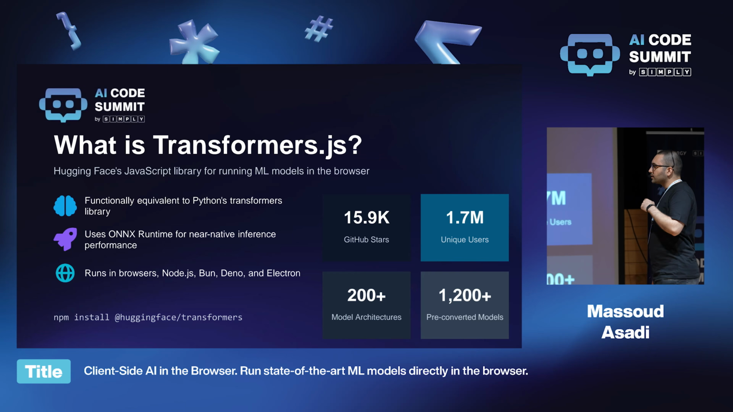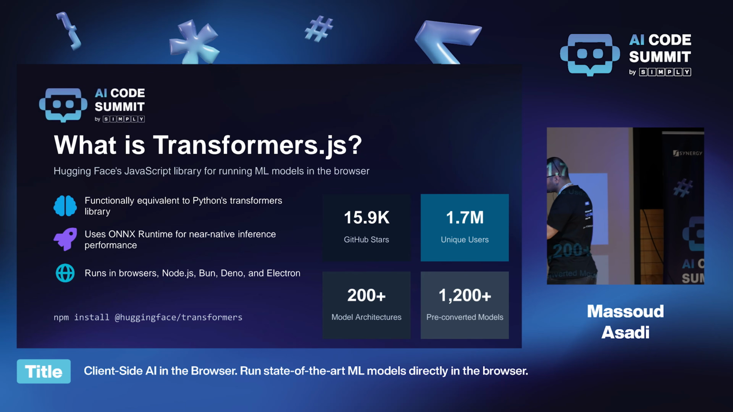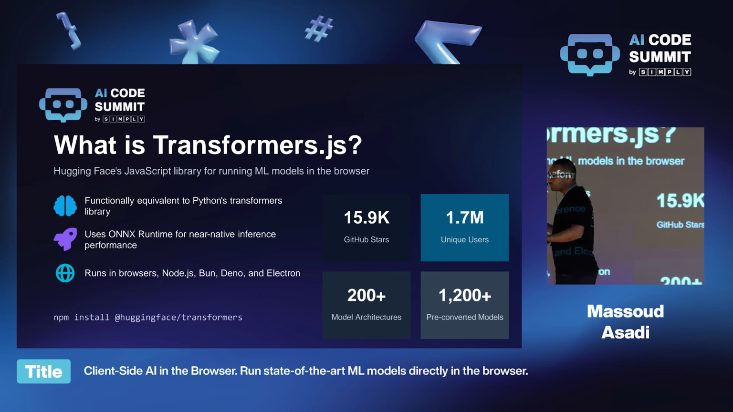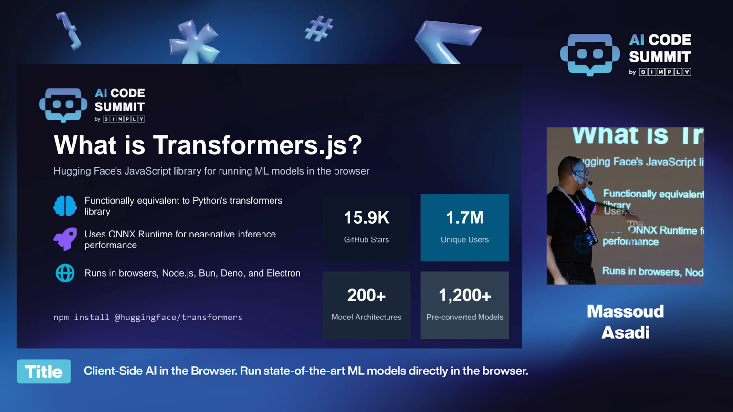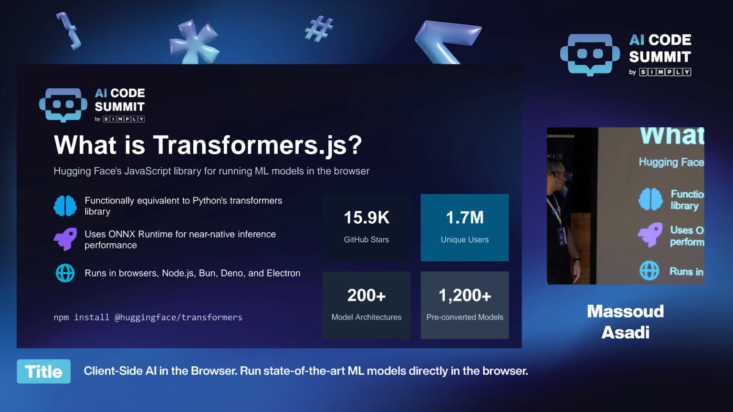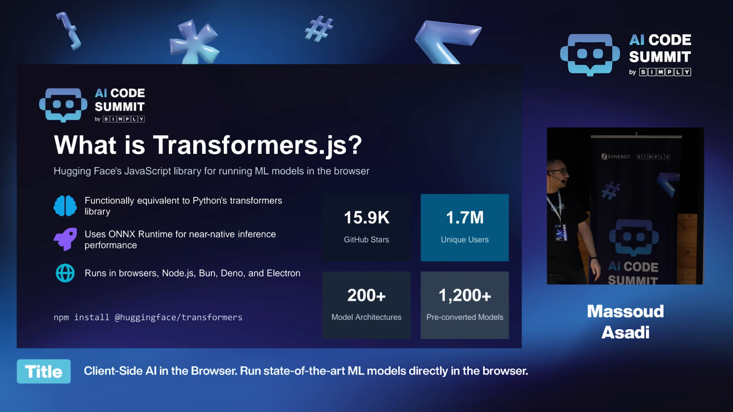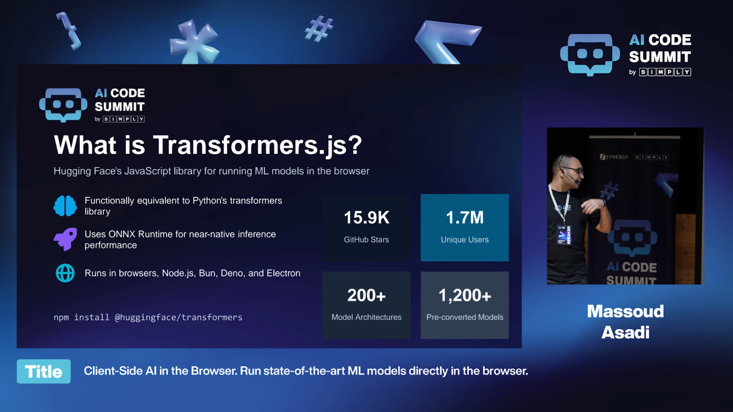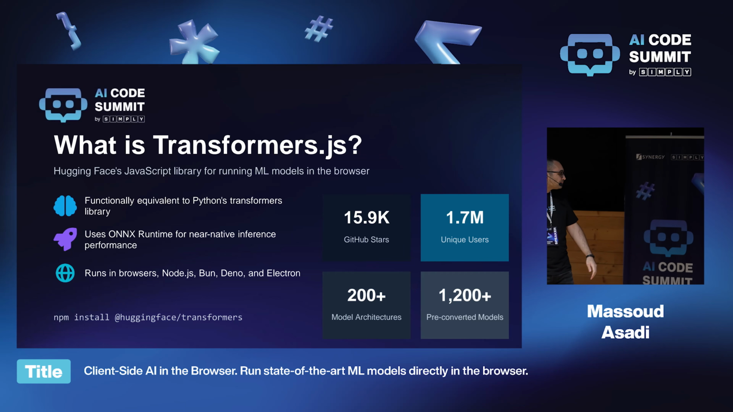Transformers.js uses the ONNX runtime. It's a low-level runtime for running machine learning models. If you want to tweak anything, you can use ONNX directly, but Transformers.js uses ONNX. Transformers.js is not only about running in browsers. It can deploy to any JavaScript runtime. Let's say you have a server, you can use Node.js, Bun, Deno, and Electron.